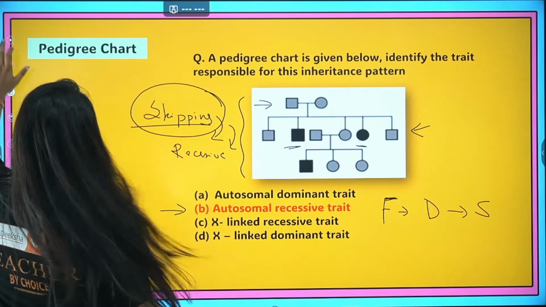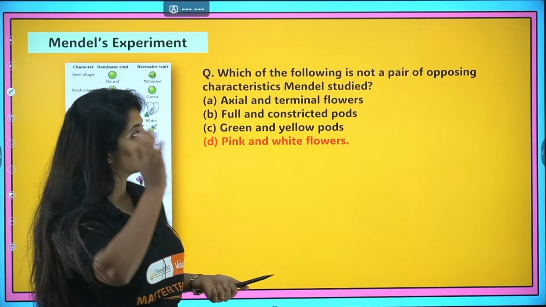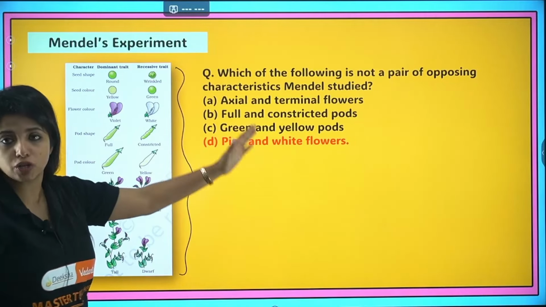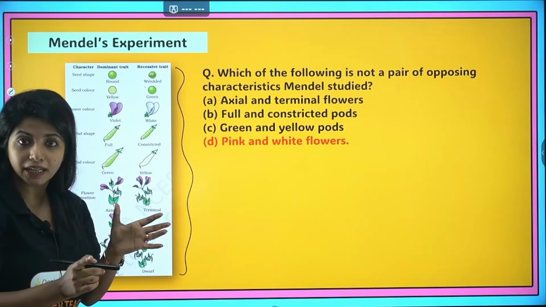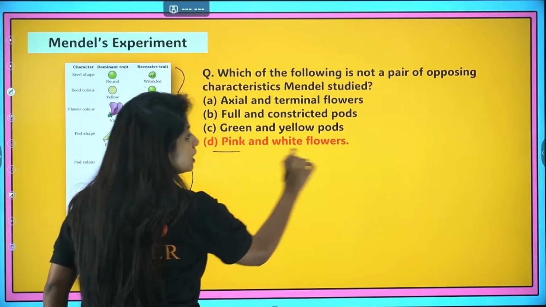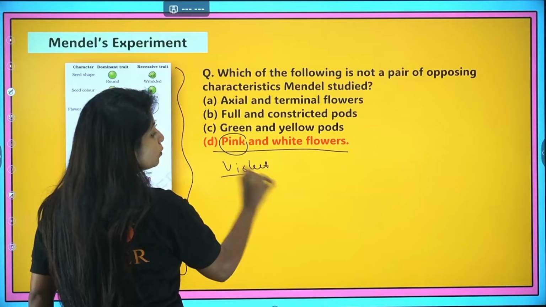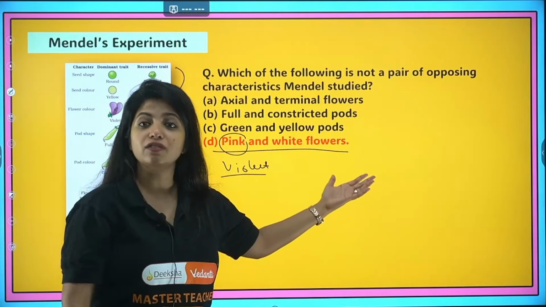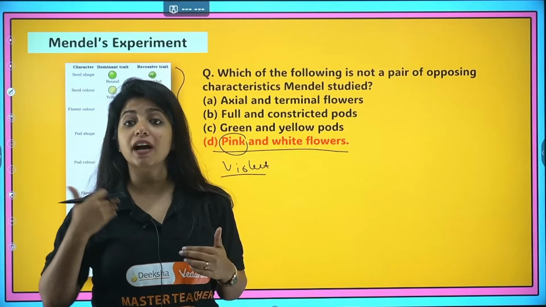Done? Clear. Now going ahead to the next question: which of the following is not a pair of opposing characteristics that Mendel studied? This particular chart is very, very important, which is why I included this question. You should know all these things. What are the traits that he studied? Which one was dominant, which one was recessive? Which is not a pair: pink and white flowers, because it is not pink, it is violet flowers that he studied. Violet was the dominant color, and the white flowers are recessive, my dear children.